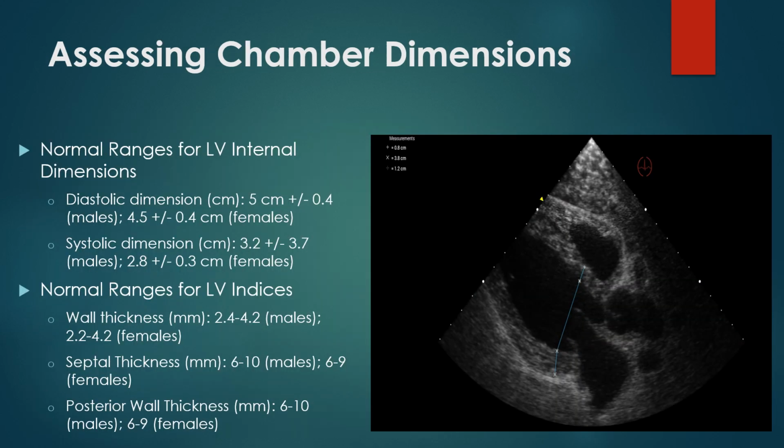So chamber dimensions. Normal ranges for LV internal dimensions. The diastolic dimension is 5 centimeters for males, 4.5 for females. Systolic is 3.2 centimeters and 2.8 respectively.